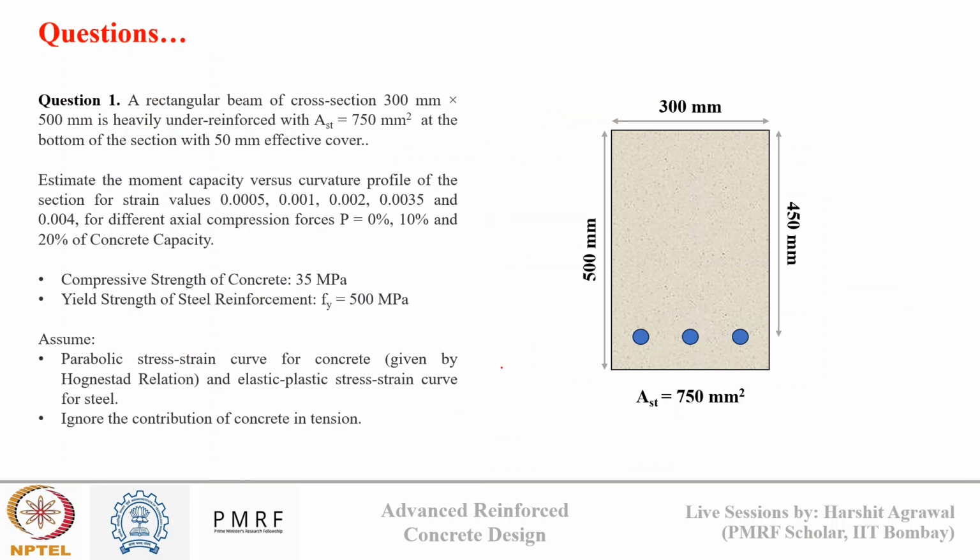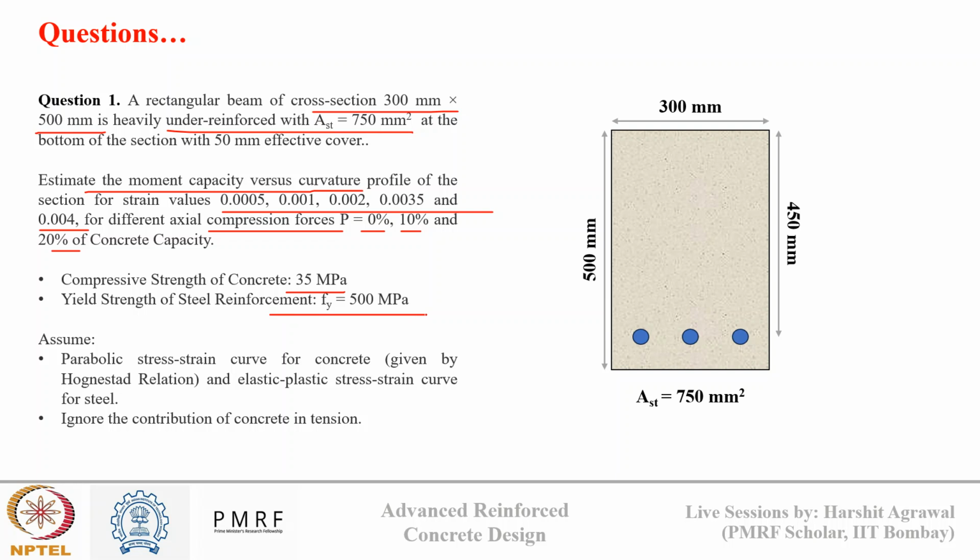Okay, so let's see one numerical to understand this effect. This is the same section that we solved in the last session. The cross section is the same, and this is a heavily under-reinforced section. Now in this we need to estimate the moment versus curvature. We need to plot the moment versus curvature profile for different strain values in concrete. And we have different axial compression force effects also: zero axial compression, 10%, and 20% axial compression. We know the concrete strength and we know the yield strength of steel. So just give it a thought how we'll do this, and then I will tell you the solution.